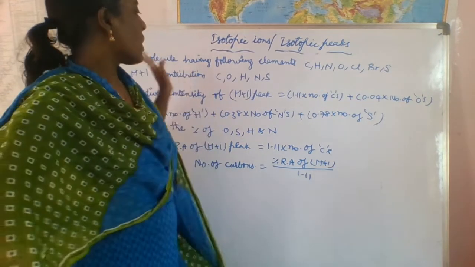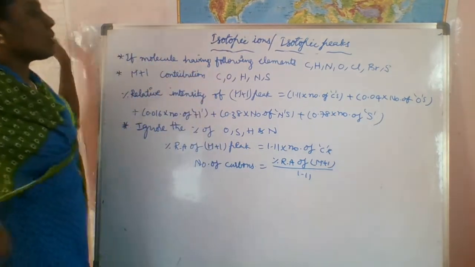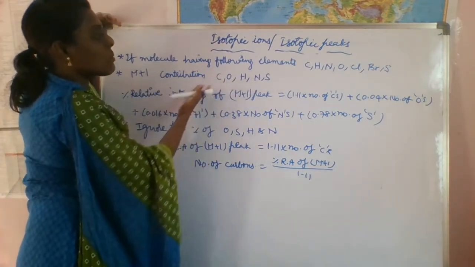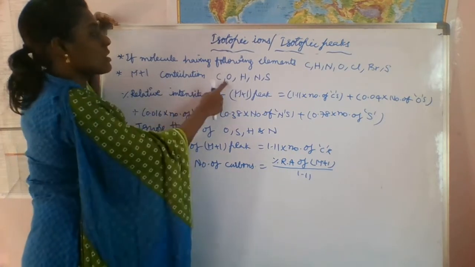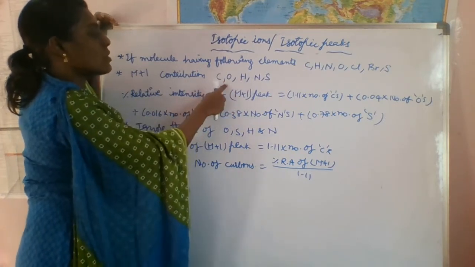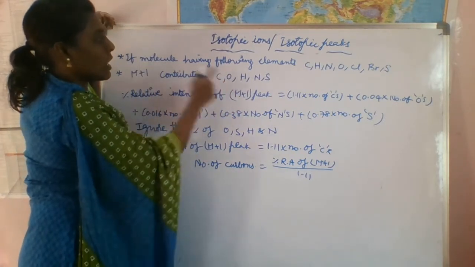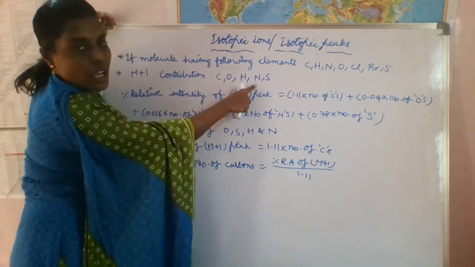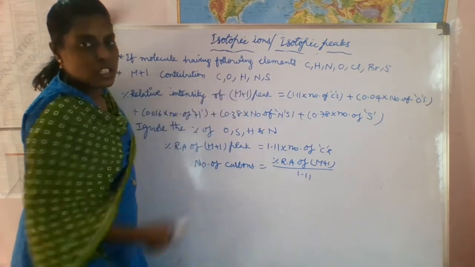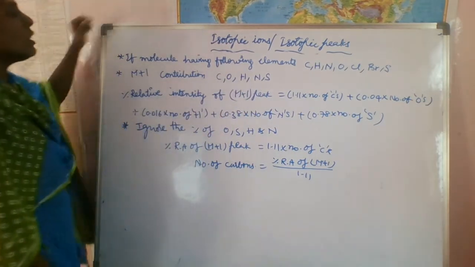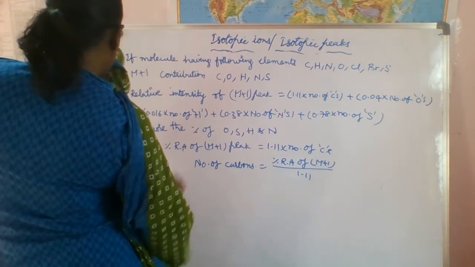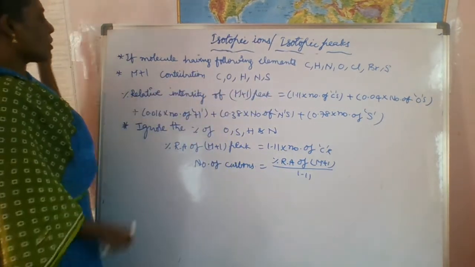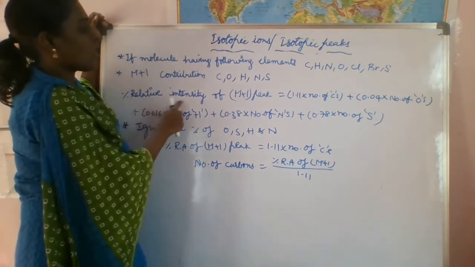So that's why we have to take only these elements, because these will provide M plus 1 peaks. Oxygen 16 is there, 17 is there, hydrogen has deuterium, nitrogen 14 is there, 15 gives M plus 1, and S33 is there, right? So you have to consider only these elements. C13 is there.